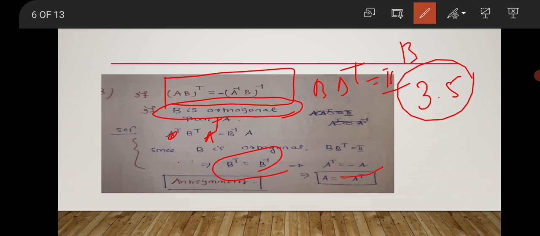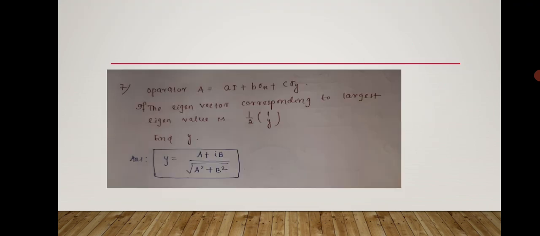So A transpose is becoming minus A, that is antisymmetric in nature. So A will be antisymmetric in nature. Move to the next question.